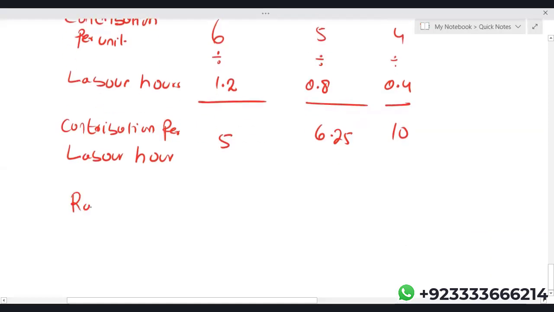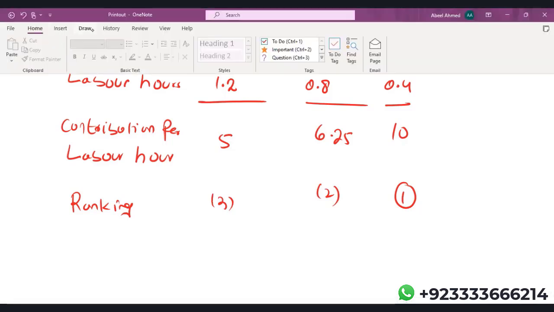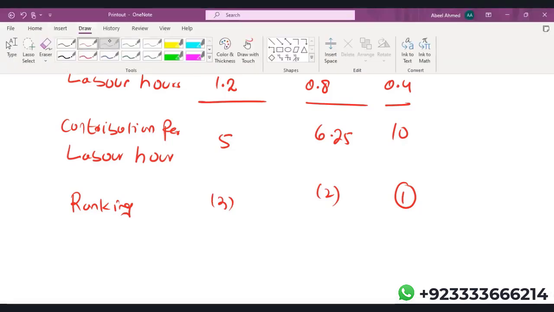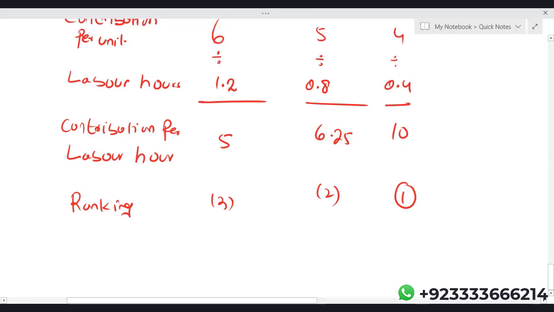Ranking. Ranking will be on the basis of, obviously, where we are having the maximum contribution per limiting factor, that has to be manufactured first, second, and third. So simply the ranking is C is number 1, B is number 2, A is number 3. Fine.